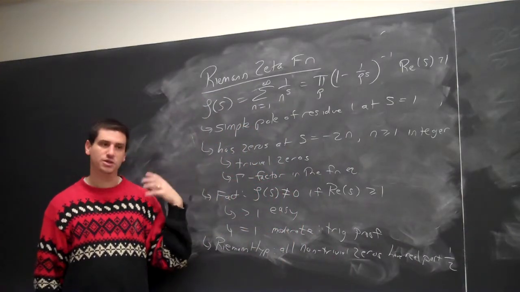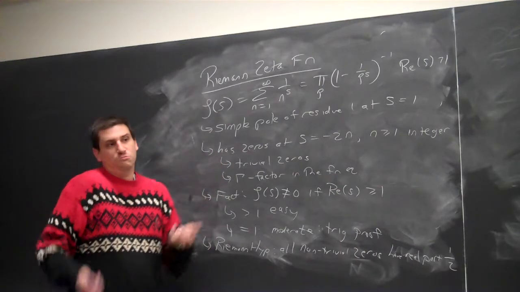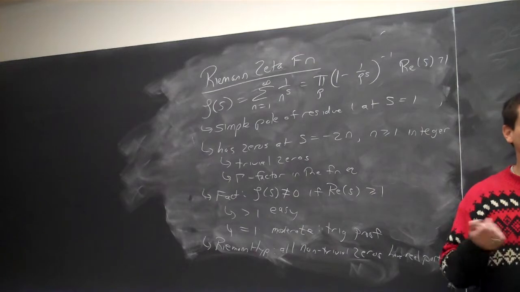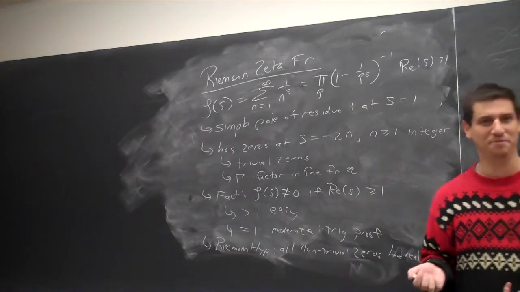And in Riemann's paper, it's a beautiful aside. It would be nice if the zeros were distributed as symmetrically as possible. That's not really relevant to what I'm doing today, so I'm going to just move on.